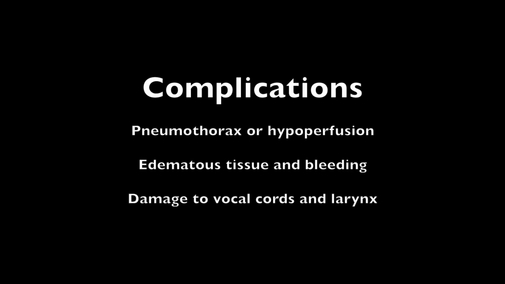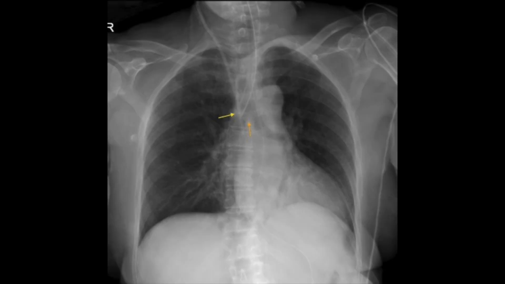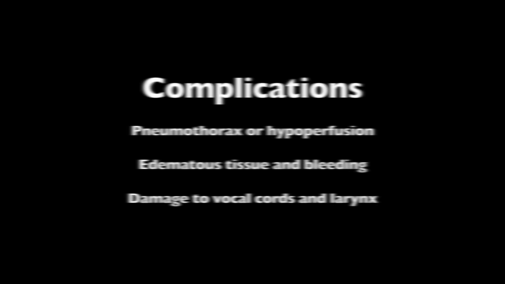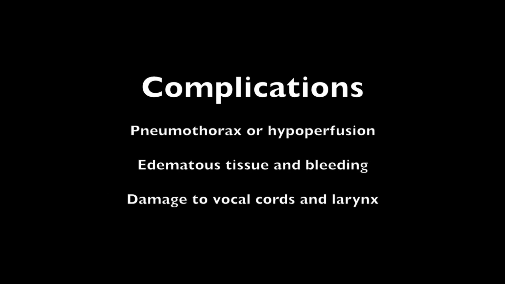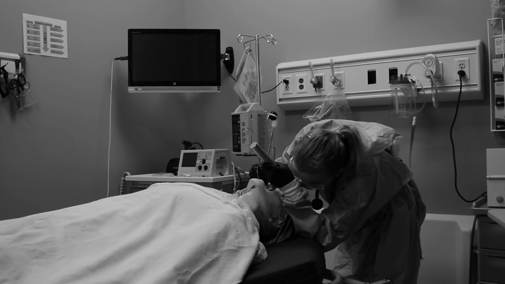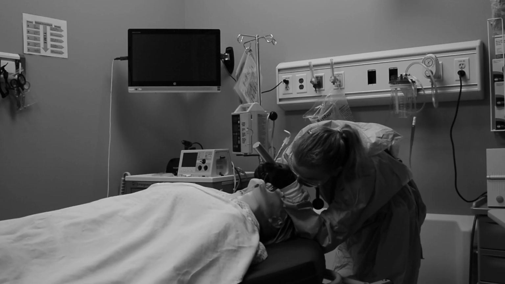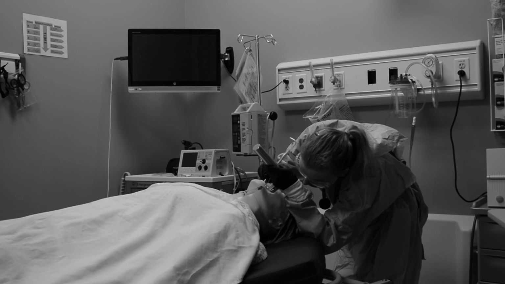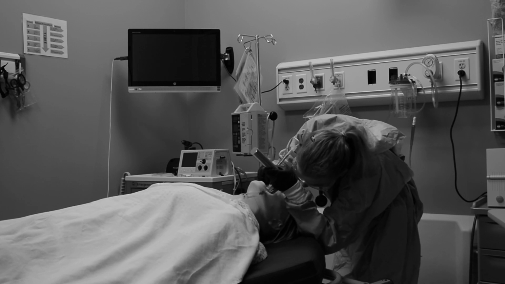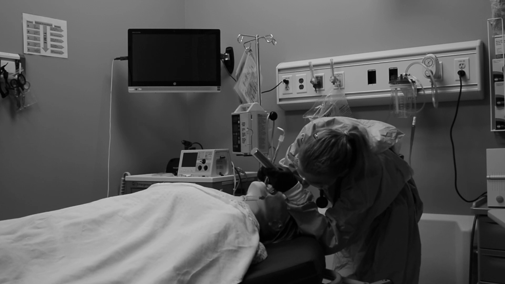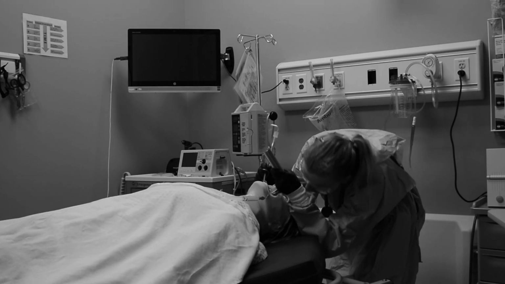Complications include pneumothorax or hypoperfusion of lung caused by advancing the endotracheal tube too far and into the right carina, or by advancing the endotracheal tube into the esophagus. Repeat attempts of advancing the endotracheal tube without a clear view can cause damage to the vocal cords, larynx, or edematous tissue and bleeding, making intubation more difficult.